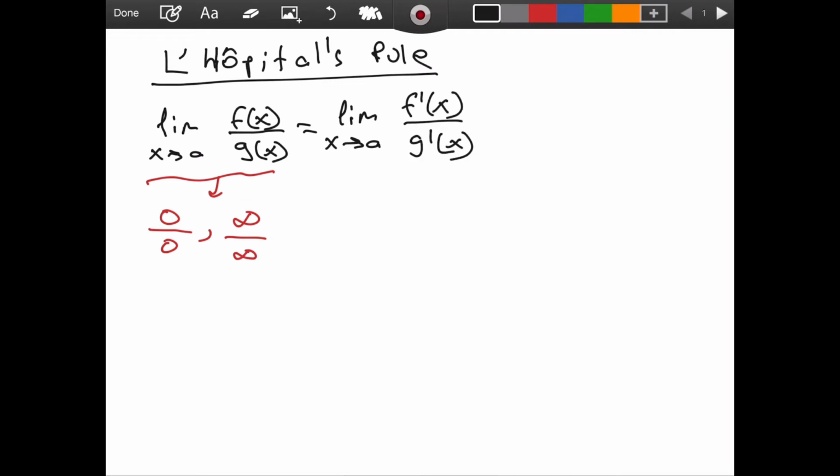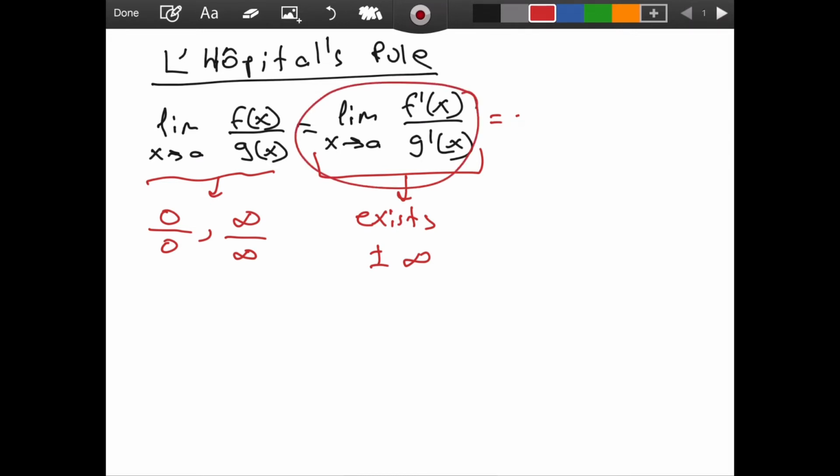And this is correct as long as this right side limit exists. So if this exists, we are fine, or it is plus or minus infinity. Alright, and by exists, I mean that it is a finite number. It can be 0 or it can be any other number. And one important note, you can continue this trend. For example, if this limit turns out to be in the form 0 over 0 or infinity over infinity, then you can again take it and use L'Hopital's rule. So you would have f double prime of x, g double prime of x like this, divided by, and you would have the limit as x approaches a.